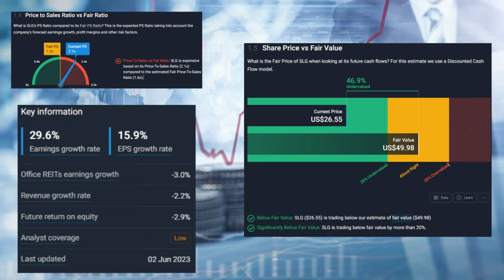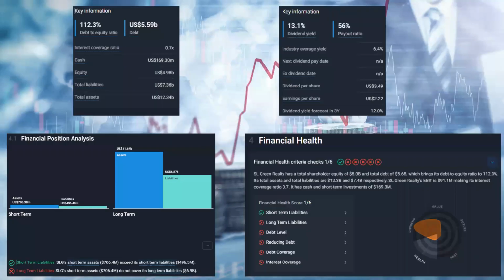Now, the price to sales ratio versus its fair ratio, it is expensive based on its price to sales ratio at 2.1x compared to the estimated fair price to sales ratio of 1.6x. Now, some of the key information is a 29.6% earnings growth rate, 15.9% EPS growth rate. We'll dive into some more.